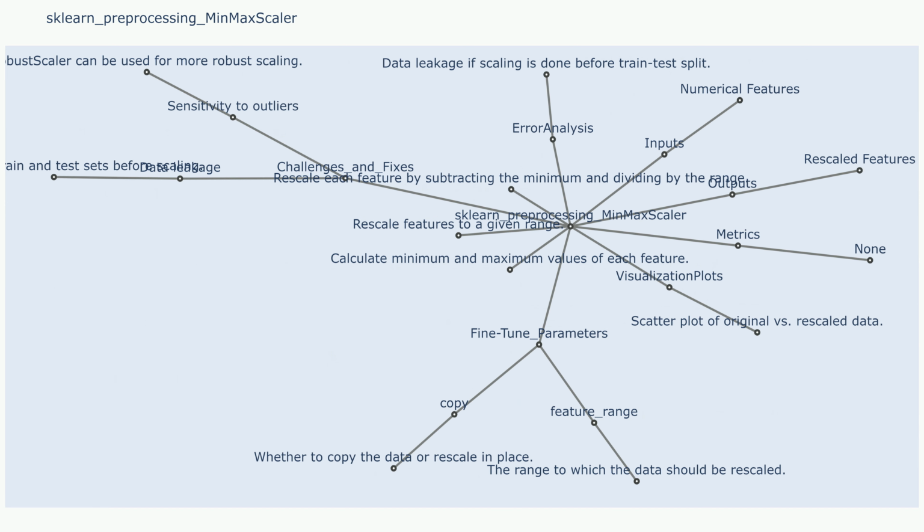Uncertainty methods. Uncertainty method 1. Explain in detail. There are no specific uncertainty methods directly associated with min-max scaler itself. The uncertainty in the scaled data is inherited from the uncertainty in the original data.